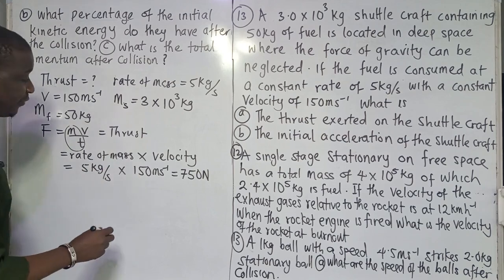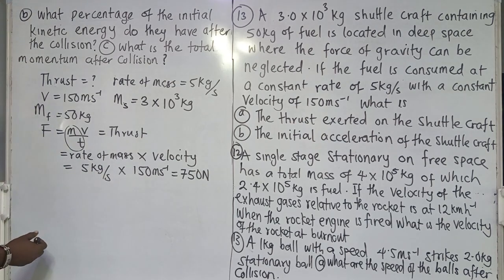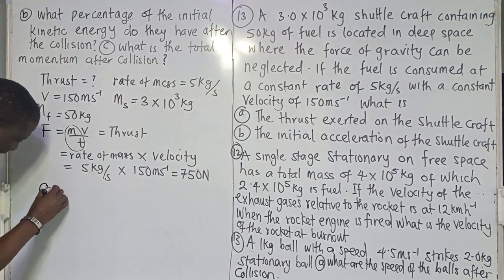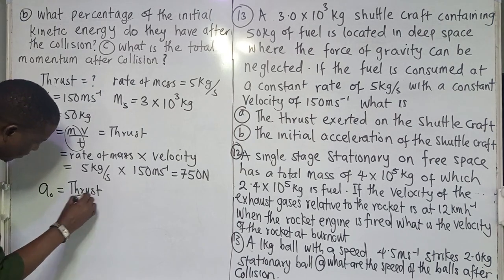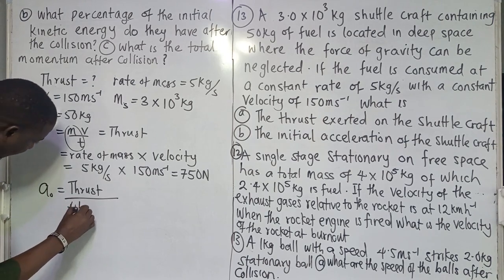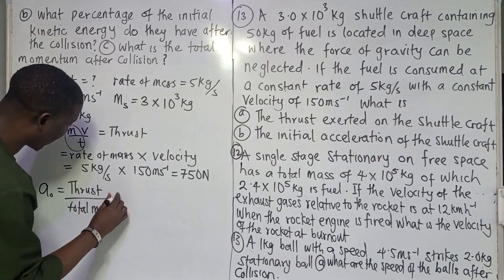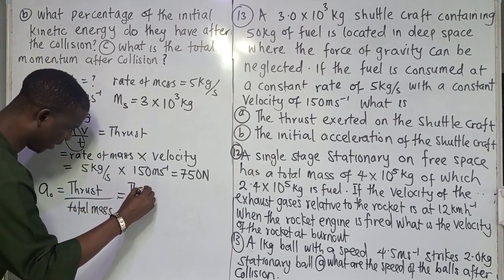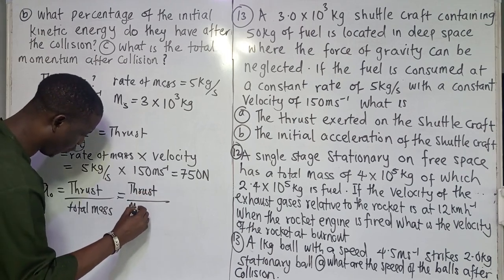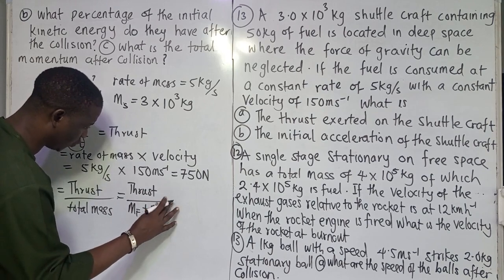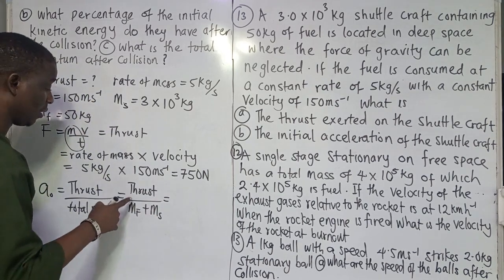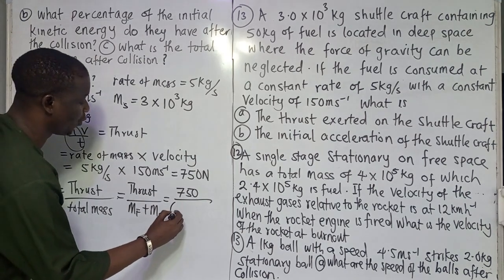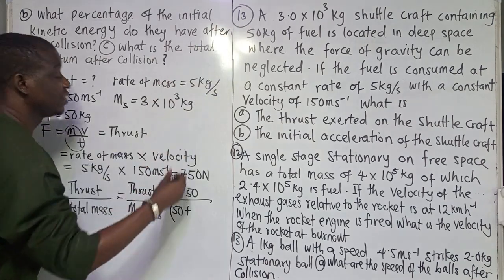5 times 15 is 75, then times 10 is 750. Then to get the initial acceleration, initial acceleration is equal to thrust divided by total mass. And total mass is the mass of the shuttle plus the mass of the fuel. So thrust is 750 divided by mass of fuel, 50, plus mass of shuttle, 3000.